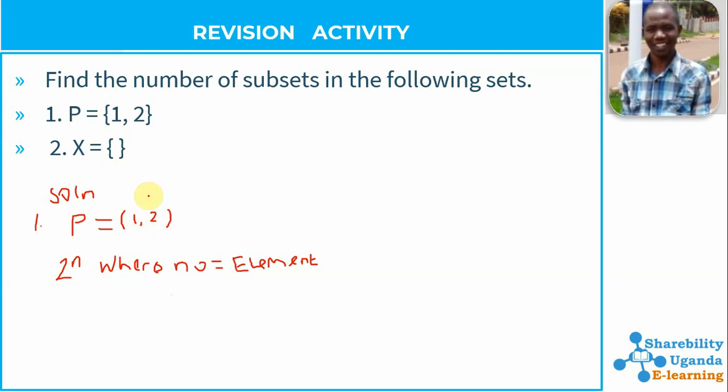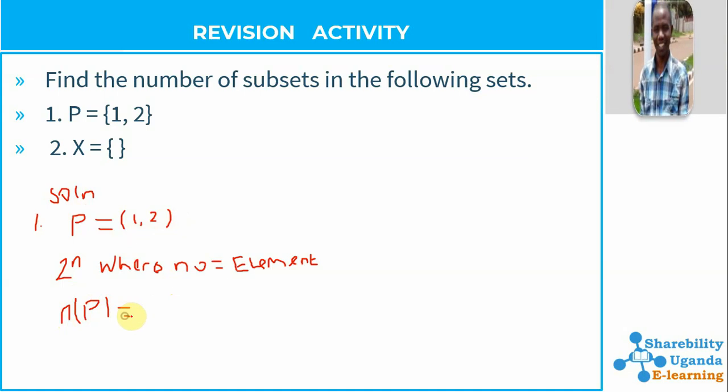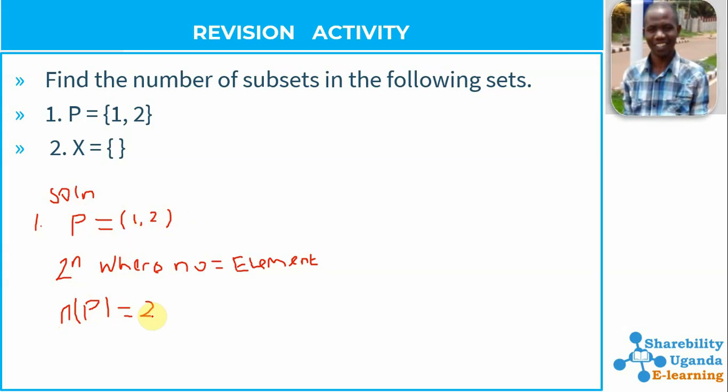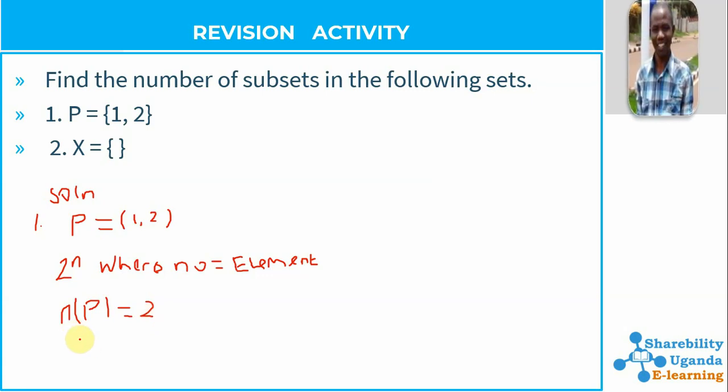So how do we find the number of elements when you are given this? We say the number of elements of set P shall be equal to, you just count them, how many are they? 1, 2, they are only 2. After you have identified the number of elements within our set, you can now get the 2 to the power n, the formula of ours.